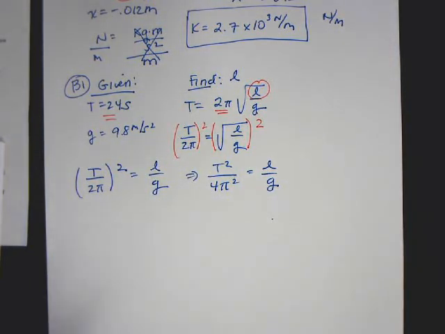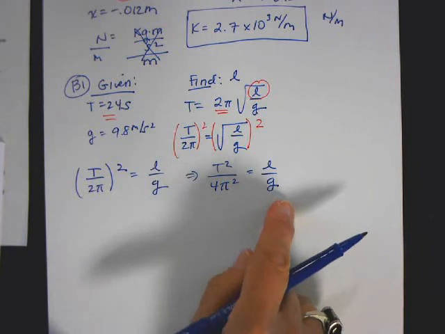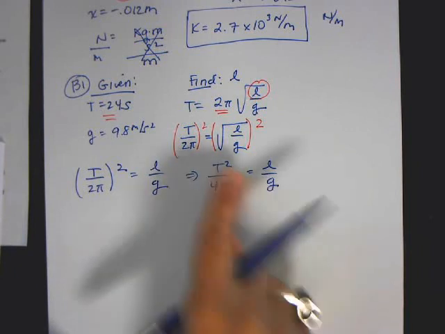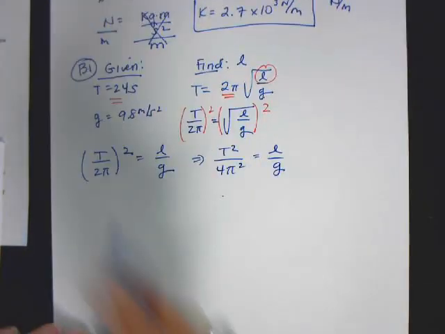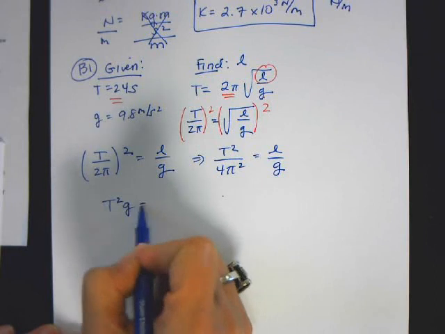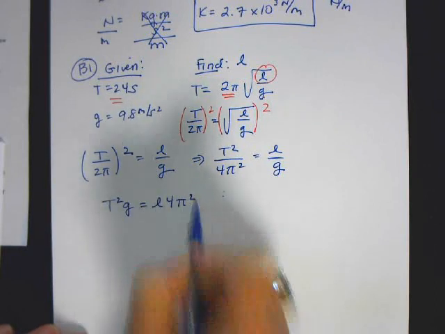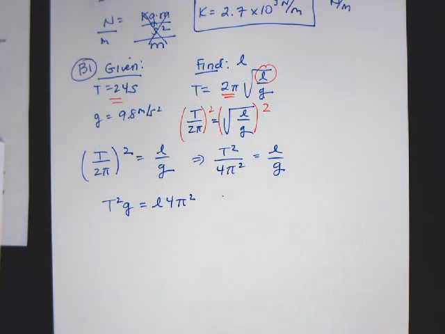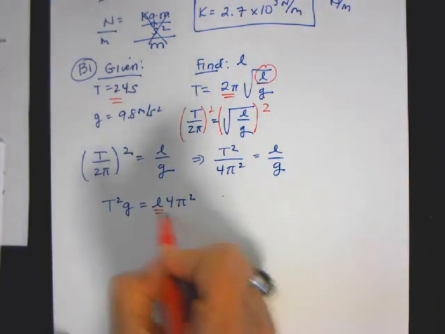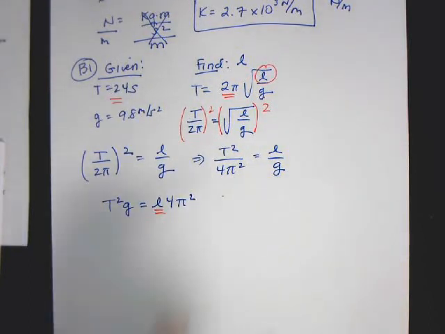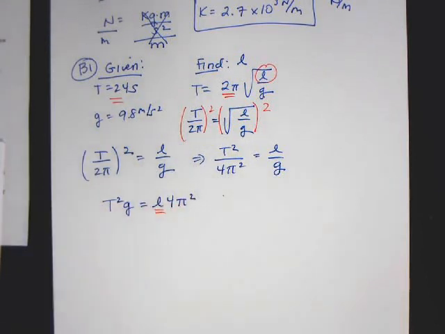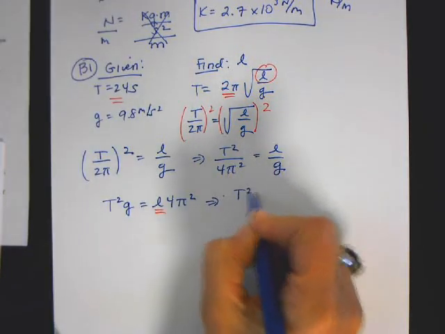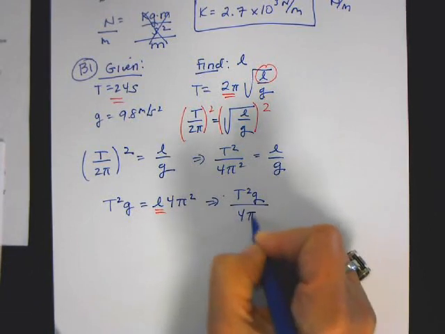Whenever you get to the point you have a fraction, your best friend is to cross multiply. So I'm going to cross multiply. That means this times this is equal to this times that. So I'm going to say T squared g is equal to L 4 pi squared. And after I get to this point, I'm going to say to myself, what am I actually solving for? Well, I'm solving for L. So I'm going to leave L by itself and move everything else. Because this is multiplication, I'm going to divide. So I end up with T squared g over 4 pi squared is equal to L.